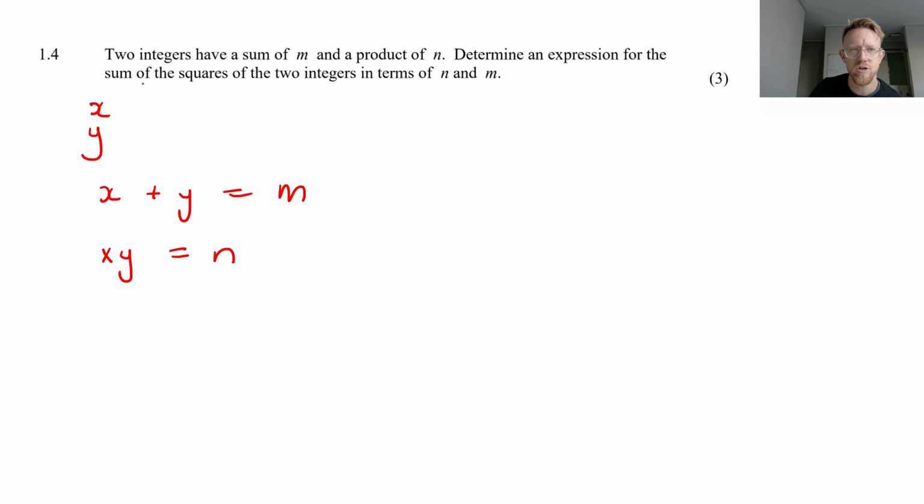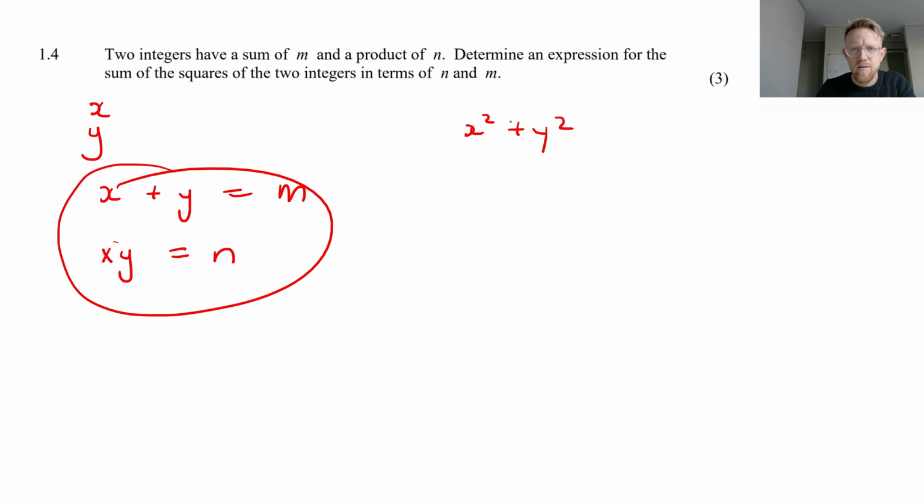Determine an expression for the sum of the squares of the two integers. So the sum of the squares. So what they mean is, what is x squared plus y squared? Now, how are we going to take this information and somehow come up with x squared and y squared?